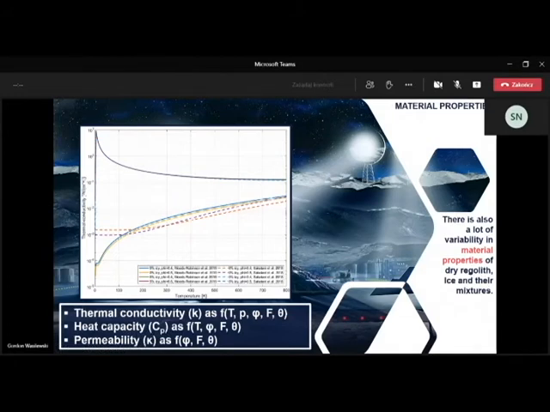And you also need to take into account a significant variability in material properties of dry regolith, ice, and their mixtures. Properties like thermal conductivity, heat capacity, and permeability are strongly dependent on what's happening during the process, but also on other factors like particle size distribution and particle shape distribution of regolith and ices. Because of that, it is really hard to see two samples, both in the lab and especially on the Moon, that will have the same properties.